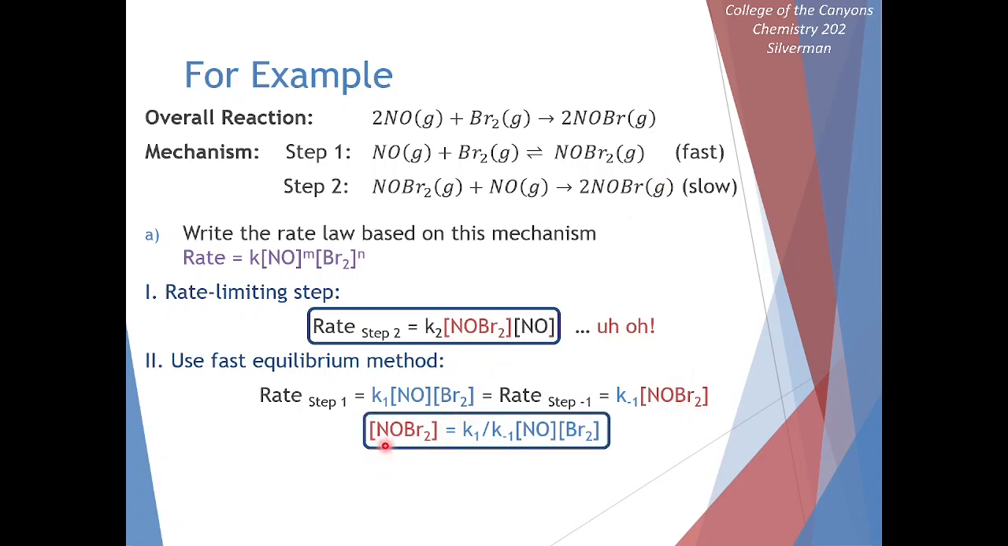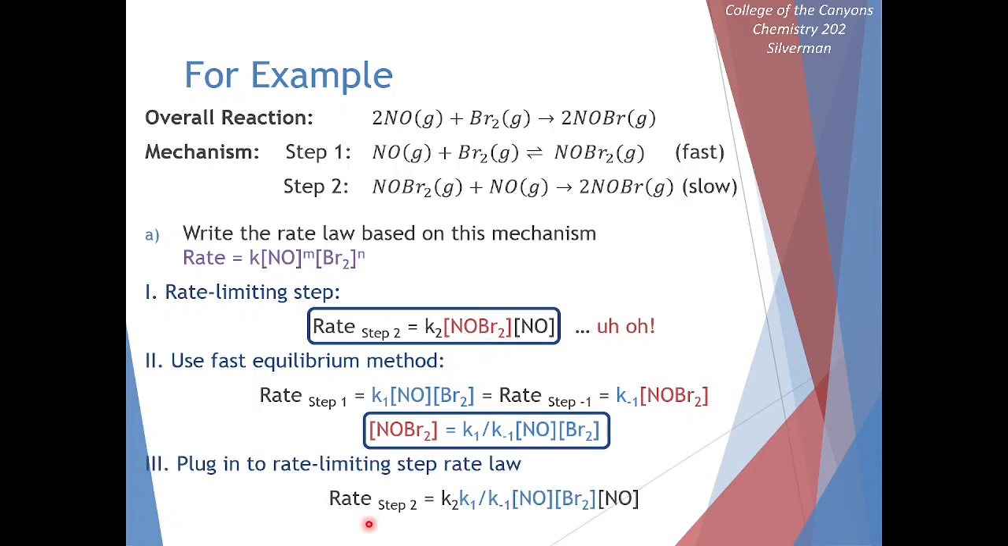Once we have this expression for NOBr2, that intermediate, we can substitute all this over here into our rate law from our slowest step. What we get is this expression. The rate for the slow step is a bunch of rate constants multiplied and divided by each other times NO times Br2 times NO. If we want to combine terms, we can definitely do that. And our result is that our rate is equal to a bunch of ks times NO to the second power and bromine to the first power.